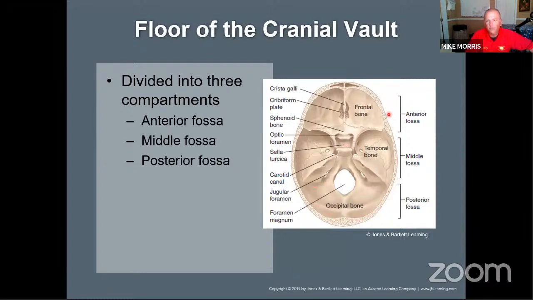When you're looking at the floor of the skull here, or the cranial vault, this is how you get brain bleeds. When the brain moves around, it hits these little fossas, and that's what causes that. Yeah, I don't expect you guys to know all of those. The foramen magnum from last time. Everybody seemed to know that one.